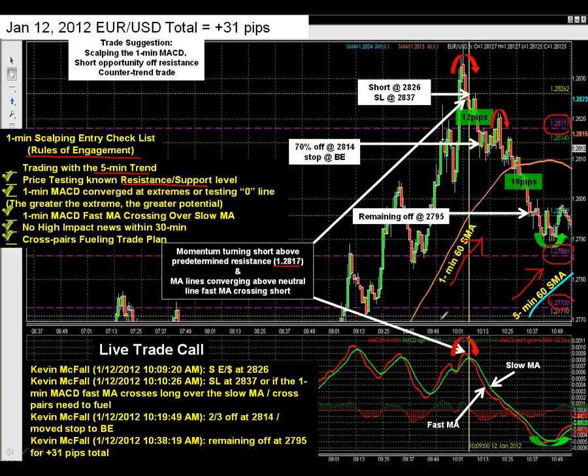Starting to turn short. The other checklist item is the 1-minute MACD. Is it converged at extremes or testing the zero line? Again, this is a 1-minute time frame, with 1-minute candles. And this is our channel. We want to see how we can determine if we are extended on being overbought, and if the market will bring price right back down into this channel.